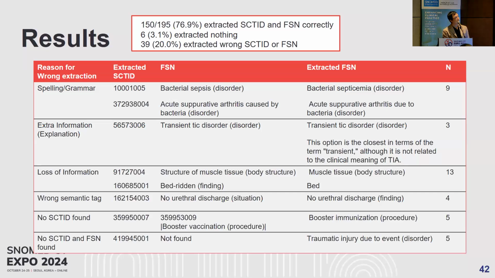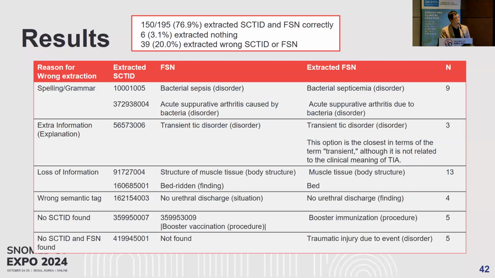So we do another, more in-depth analysis. We want to know if the extracted SNOMED CT IDs and the extracted FSN are correct or not. Out of 195, 39, which is 20%, extracted the wrong SNOMED CT ID or fully specified name.